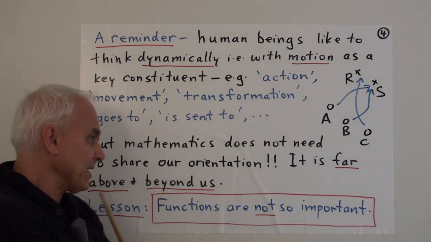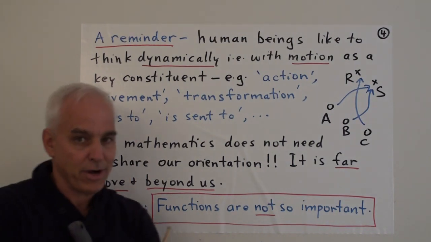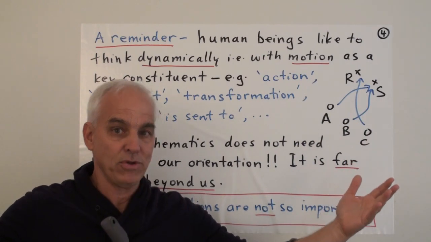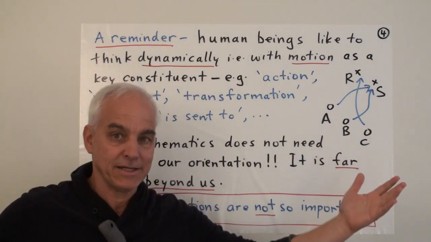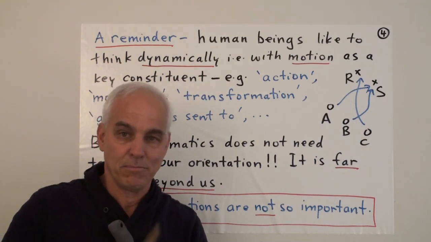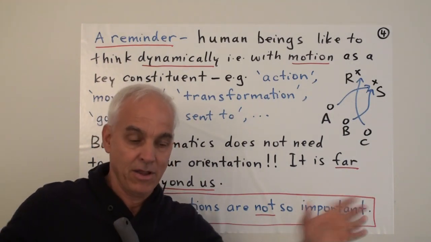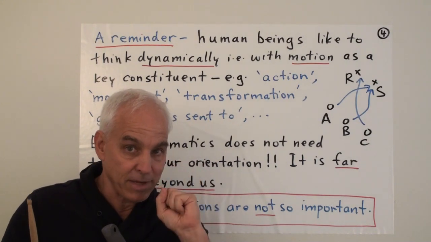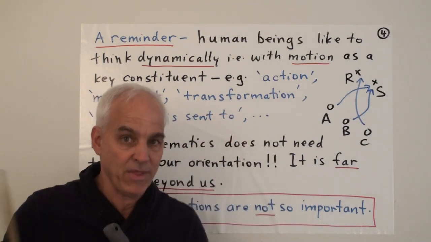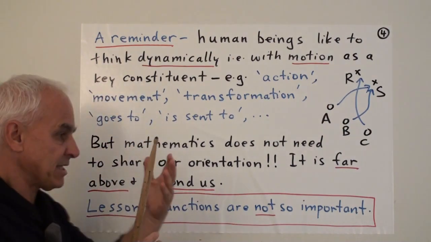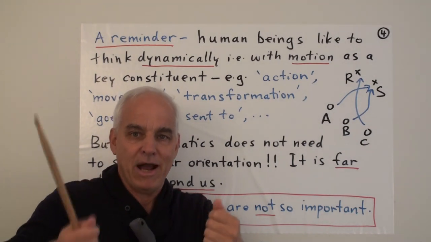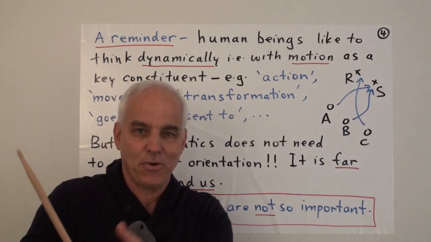But mathematics does not really need to share our orientation. Mathematics is something that exists in the whole universe, across galaxies, billions of years ago, billions of years from now. Mathematics is there. We're just some small little planet, some ape-like creatures around for a little while. Mathematics is much bigger than us. So it's not necessary for the mathematics to be built on our particular biological prejudices and orientations.